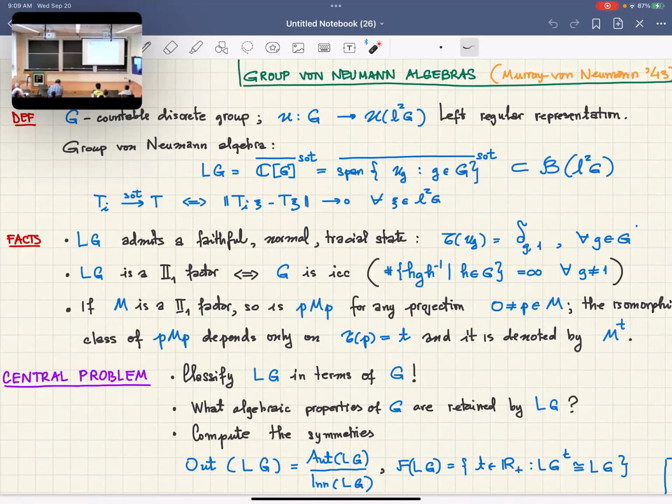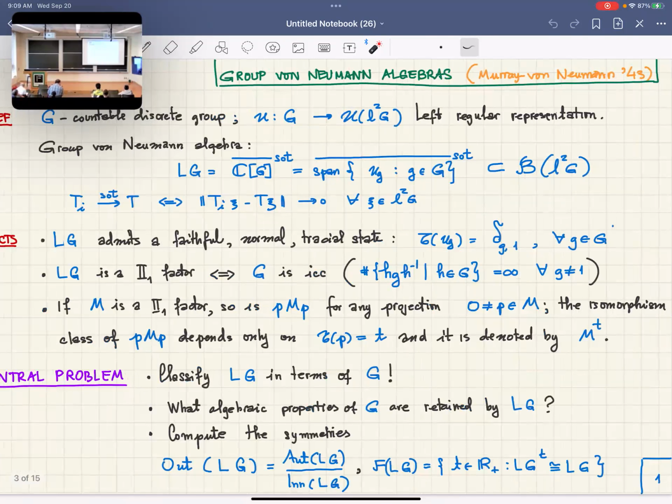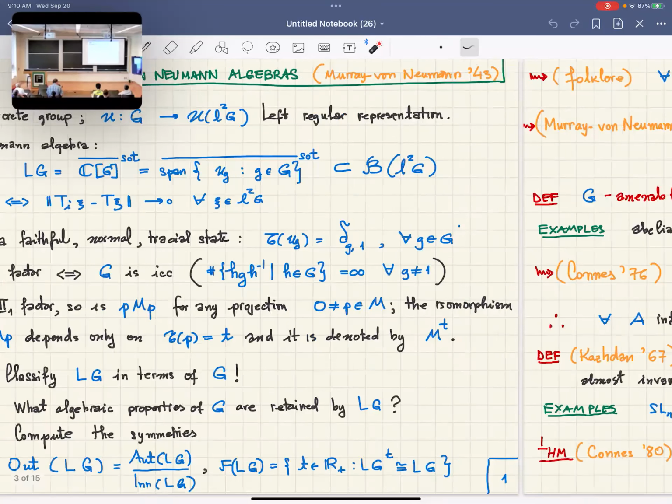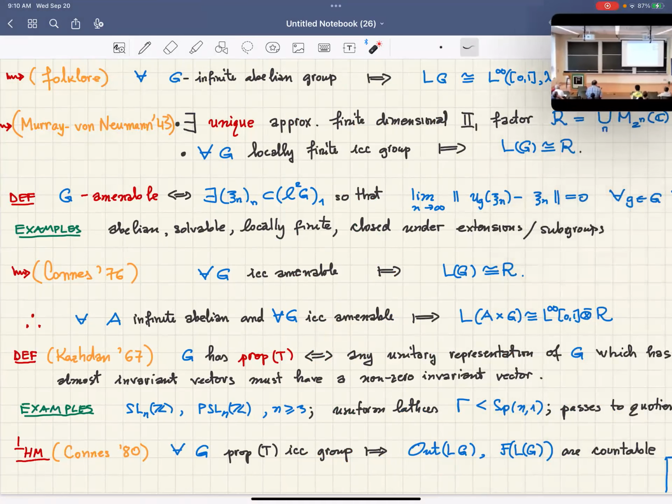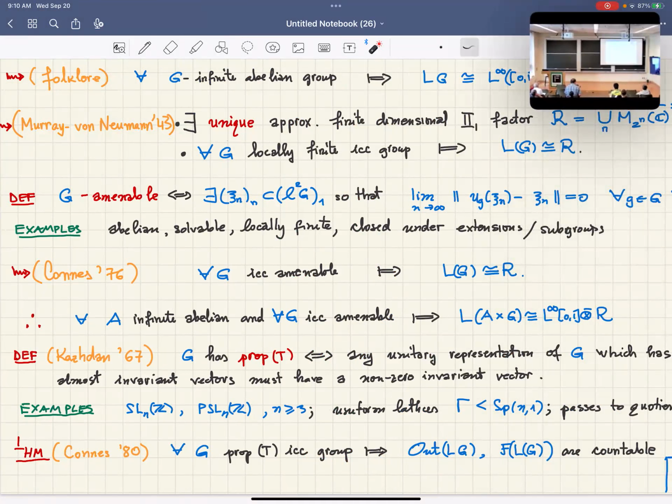But the classification, the structure of L(G), can apply to any group, not necessarily an ICC group, and that will be precisely the purpose of this talk. Now, a few things we can point out: this object, the group von Neumann algebra, is notoriously difficult to classify, and this surfaced from the very inception of the field.